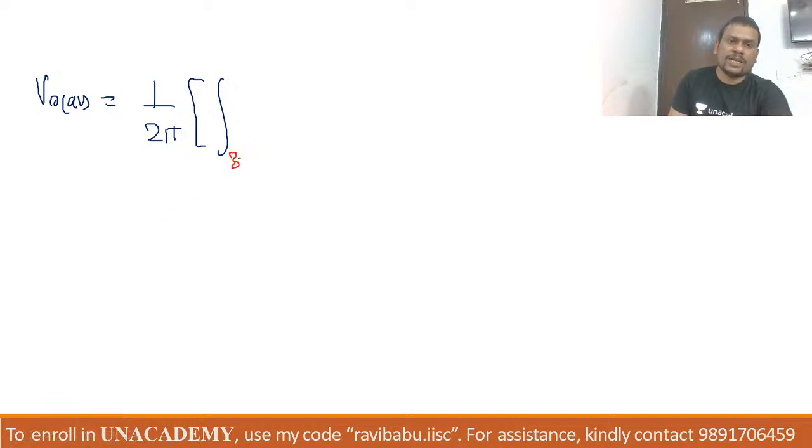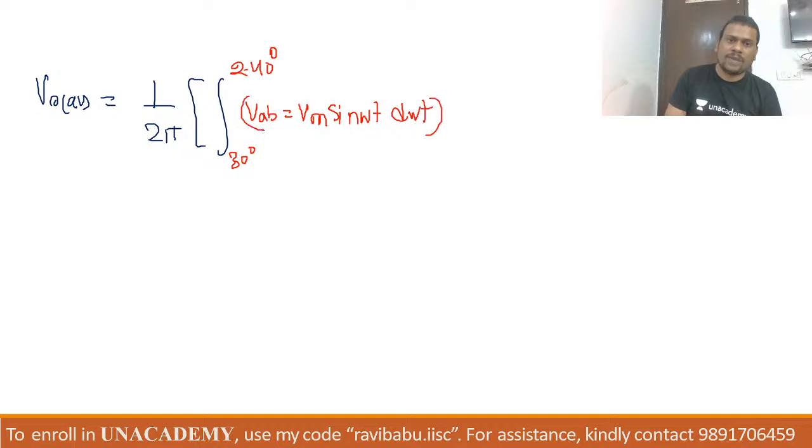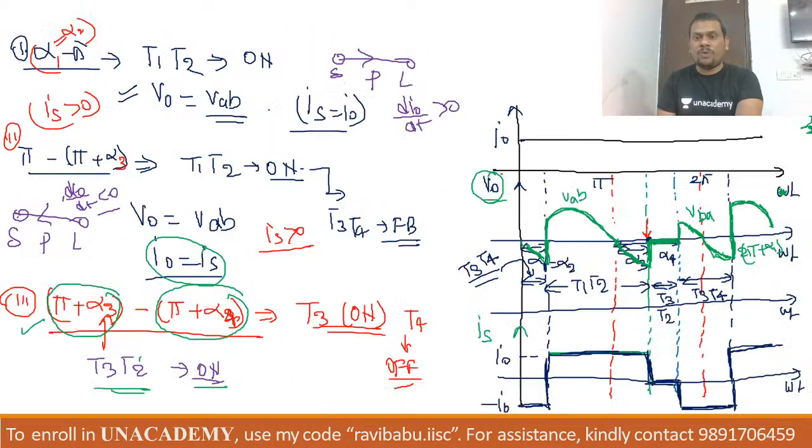Alpha 1 is 30 degrees and it will move up to pi plus alpha 3. It means up to 240 degrees. You can write all these values in radians also. And this is the function VAB. So VAB is nothing but Vm sin omega t d omega t. Please mind it. Now in the second case, 240 degrees to 300 degrees, we don't have any output voltage.